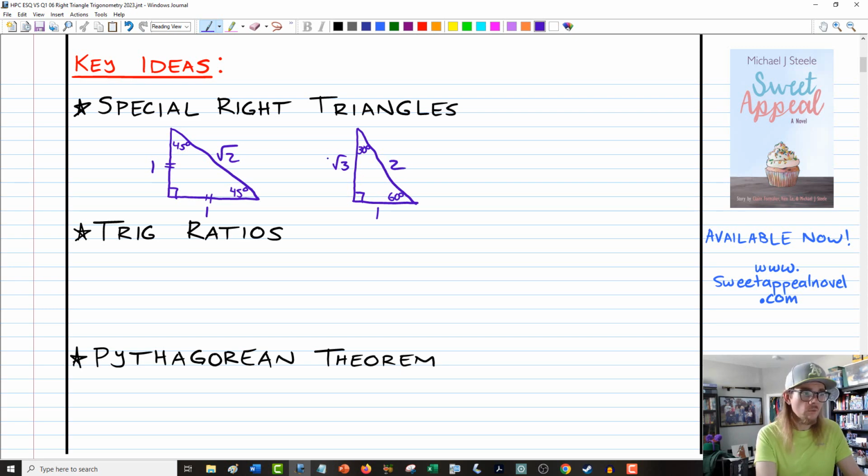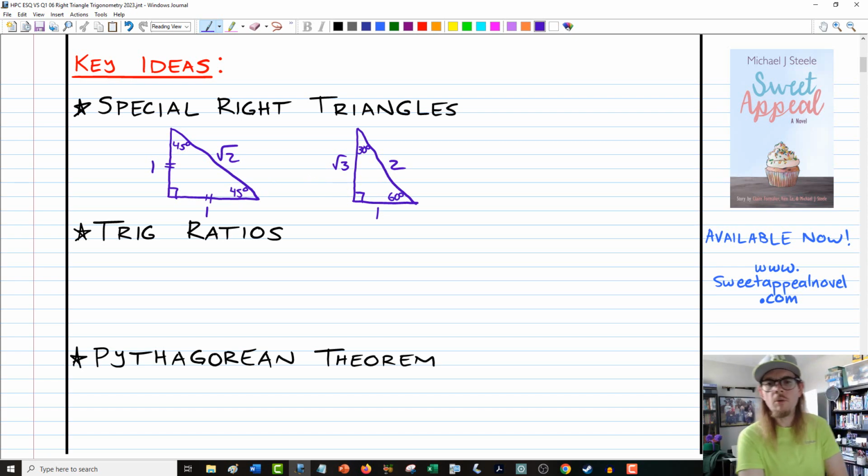And I will point out to you that root 3 is about 1.7, so 2 is bigger than it, which matches up with what we're supposed to have, which is the largest angle is supposed to be opposite the largest side, and the hypotenuse is always supposed to be the longest side. This actually does work out that way. So those are the two that we're going to use.